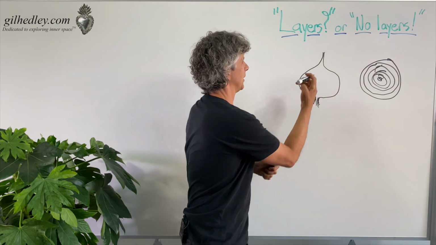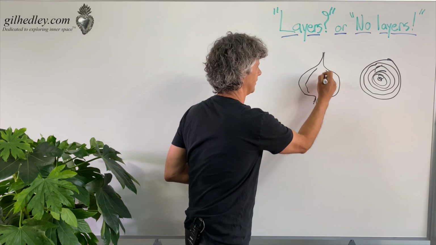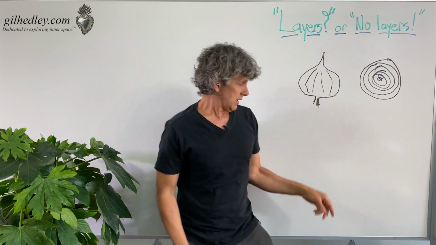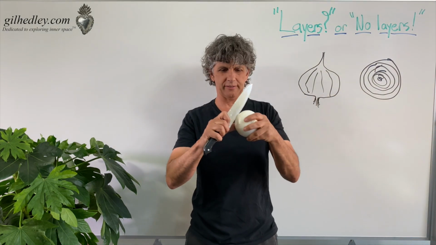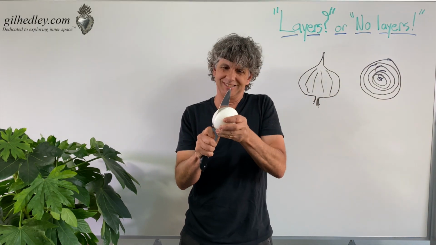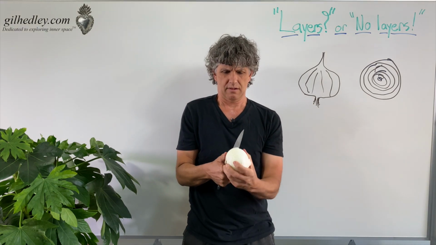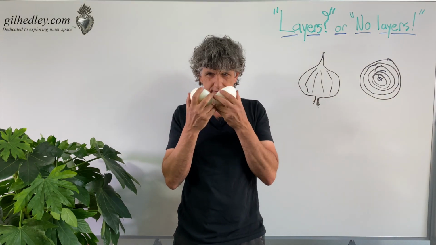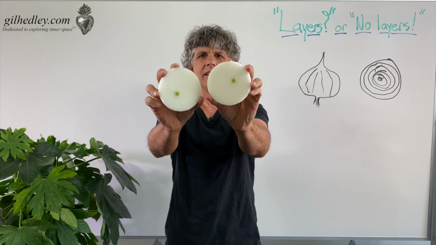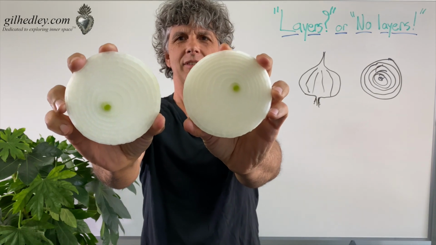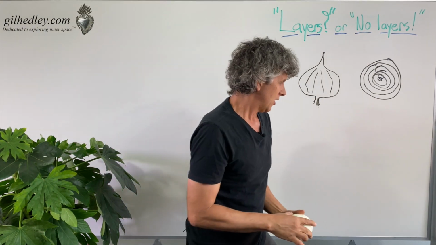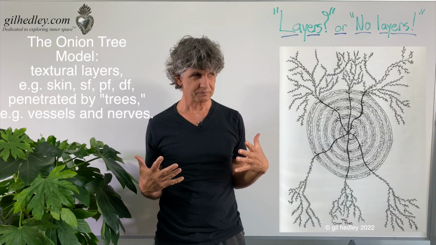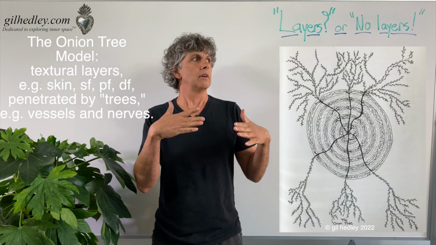Now, let's make this a nicer onion. It's more like a pumpkin. So, in fact, let's prove it. I'm going to have to eat this thing tonight. Sure enough. Oh, that's nice. Onion has layers.